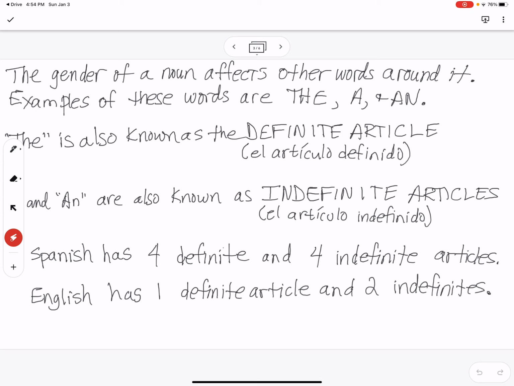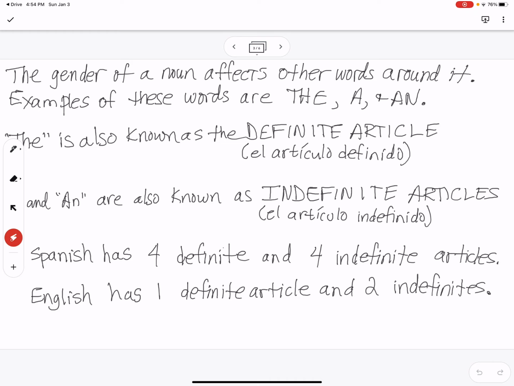So now we've talked about gender. Why? Because in Spanish, the gender of a noun affects other words around it. For example, the words that we're talking about in this lesson, the, a, and an. All three of these are affected by the gender of a noun. So, as I mentioned earlier, the is also known as the definite article, or in Spanish, it's el artículo definido. And a and an are known as the indefinite articles, or el artículo indefinido.